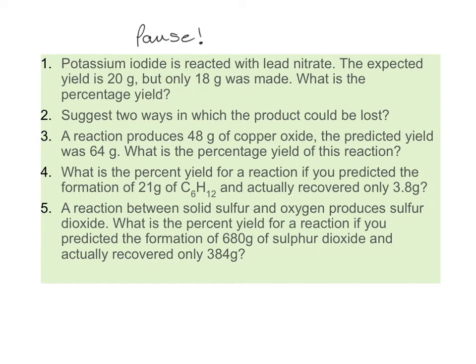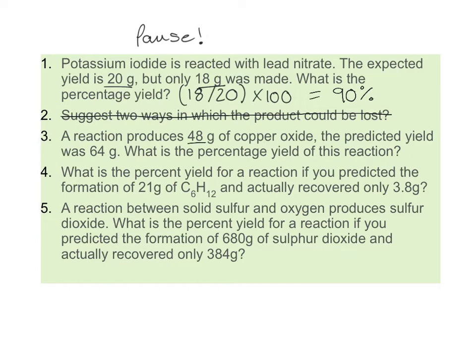Okay, so number 1, potassium iodide reacted with lead nitrate. The expected yield was 20 grams, but you only got 18. So you would do actual yield over theoretical yield and then times it by 100. And that would equal 90%. Okay, suggest 2 ways in which product could be lost. We're going to leave that question because we're going to go through it in a minute.